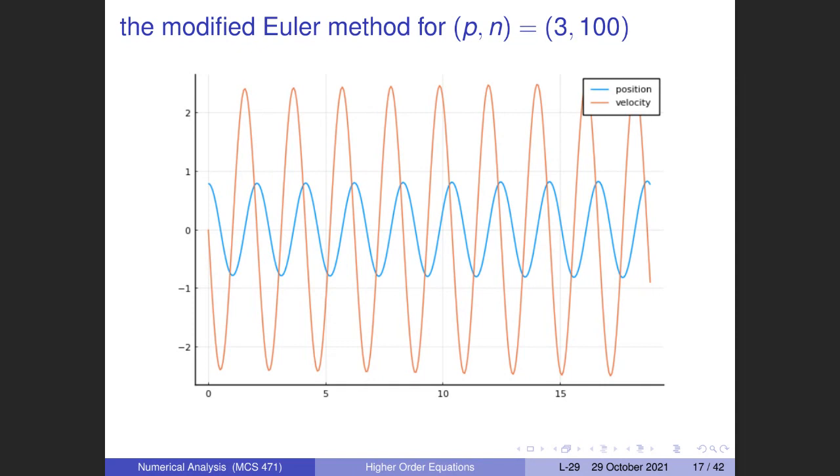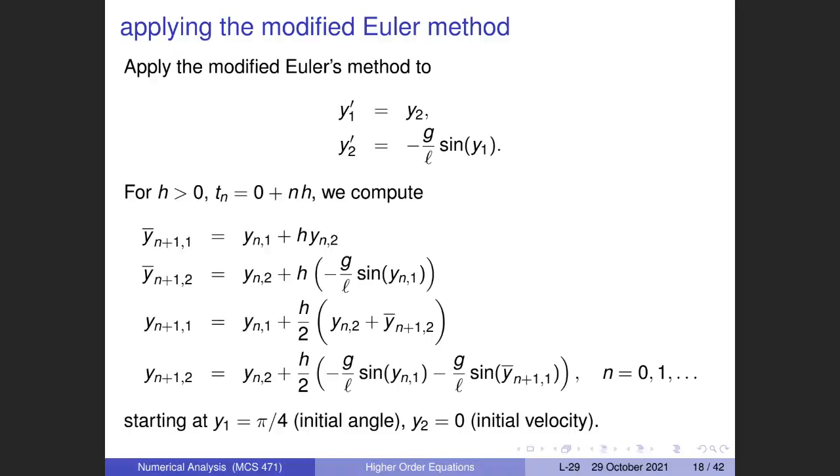And the same for the peaks of the velocity, they come before the peaks of the position. So this picture looks correct. That's the qualitative validation for the model. Okay, how does the modified Euler method work again?